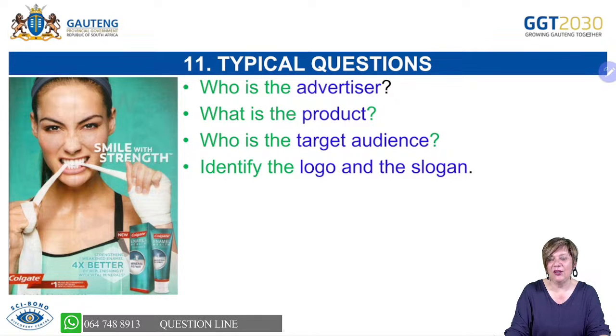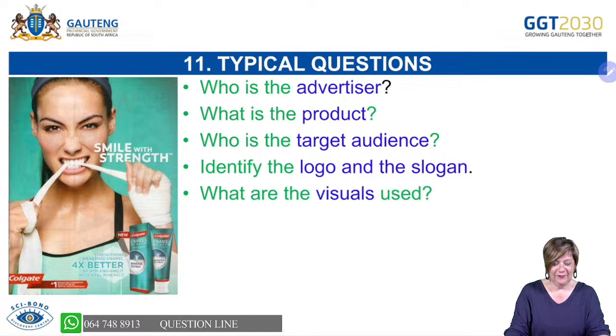We love asking you to identify the logo and the slogan. Now remember, if we ask you to identify the logo, please don't redraw the logo for us. Explain it in your own words. What are the visuals that are being used? In this case, I need you to pretend the person marking your paper cannot see the advertisement. So you need to tell me everything you see.